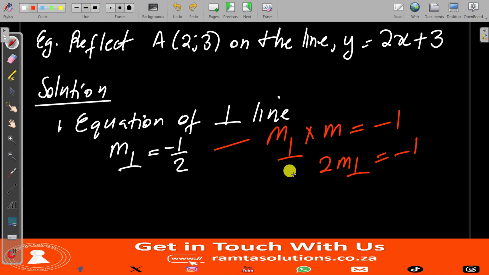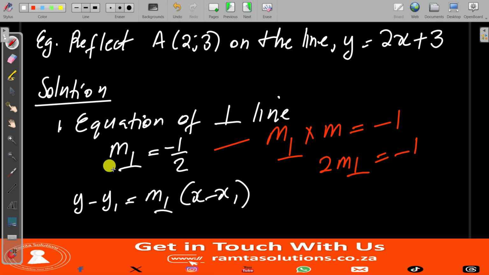Okay, perfect. Now I'm going to use this formula here: y minus y sub 1 equals the gradient of the perpendicular line multiplied by x minus x sub 1. This perpendicular line will pass through the point A with coordinates 2 and 3, isn't it? So we use that point.